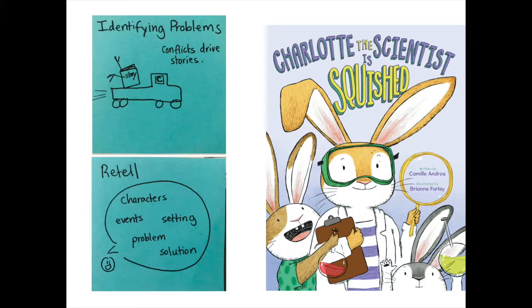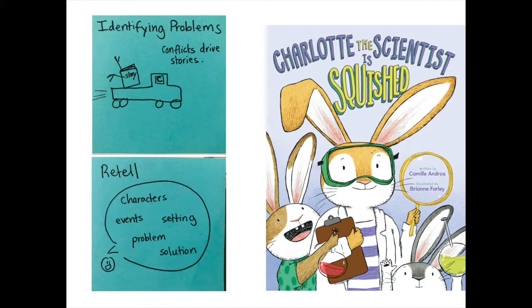And identifying the problems in the story is really important because conflicts or problems often drive the stories. Characters are motivated to do something, get something, or figure something out. And it's important as readers to pay attention to how problems are solved and the steps that the characters take to solve their problems. So for today's read aloud, we are going to be reading Charlotte the Scientist is Squished.